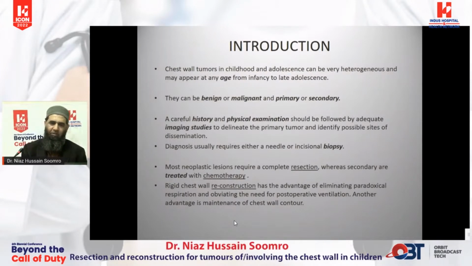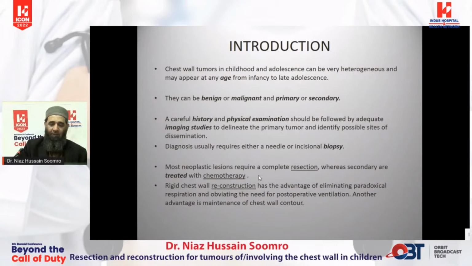For all patients, we must take a careful history and physical examination, followed by imaging studies to delineate the primary tumors and identify possible sites of dissemination. The diagnosis usually requires needle or incisional biopsy. Most neoplastic tumors require complete surgical resection, whereas secondary tumors are treated by chemotherapy or radiotherapy. But depending on the nature of the tumor pathology, they may need chemo and radiation before surgery, neoadjuvant chemo or radiation, and sometimes adjuvant chemo and radiation.